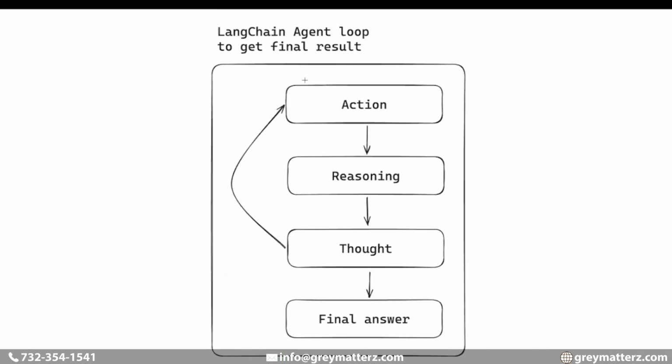Let me explain the ReAct framework, which stands for reasoning, action, and thought. So how does an agent perform a certain task? It all begins with a loop. First it takes an action, then it goes to reasoning, then it comes to thought. If we have another sequence of tasks, it again goes to action, and then it gives the final answer.